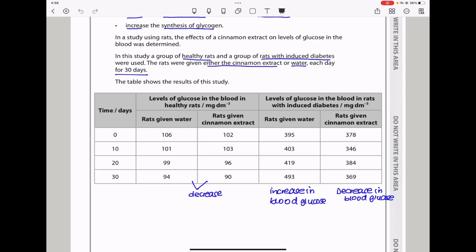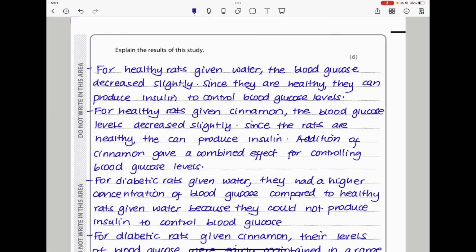So for healthy rats that are given water, we can see the level of glucose in the blood is decreasing, but the decrease is not that big. Also for healthy rats that are given cinnamon extract, we see the level of glucose is decreasing. However, when we look at the diabetic rats, those that were given water, we see there is going to be an increase in the blood glucose concentration due to the fact that they cannot produce insulin. And then the diabetic rats that were given cinnamon extract, there was a slight decrease in the concentration of glucose in the blood. So here they say, explain the results of this study.